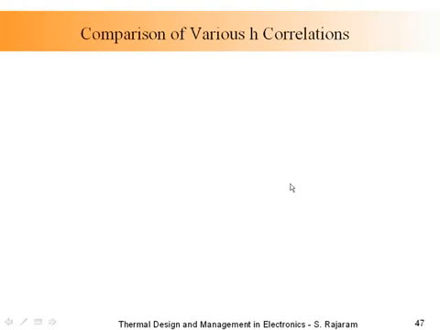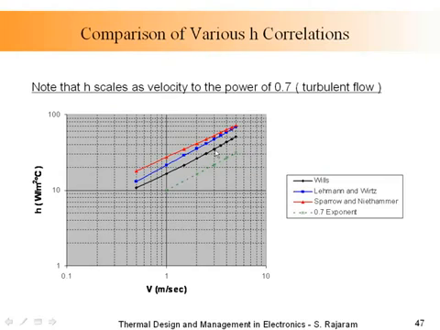Okay, and here is the data from different test results. You can all see that H scales as velocity to the power of 0.7. You can see all these lines are parallel. Therefore what that means is that flow inside equipment is always turbulent. All right.